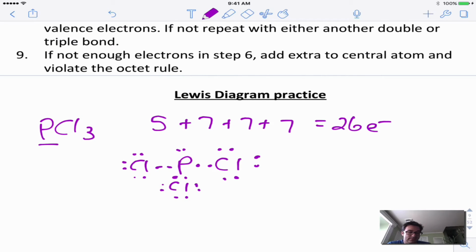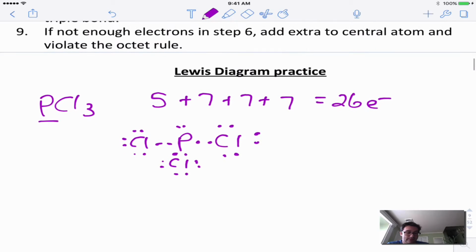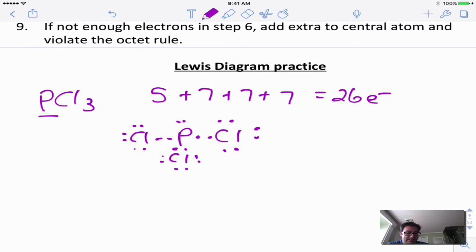So now I've done my structure, but now I need to do step 6. I need to count them, make sure that they match the original. So I go ahead and I do that. 2, 4, 6, 8, 10, 12, 14, 16, 18, 20, 22, 24. Let's count again because there should be 26. 2, 4, 6, 8, 10, 12, 14, 16, 18, 20, 22, 24, 26. So here's my complete structure with 26. This is a completed Lewis structure. Each of the elements has 8 valence electrons total now that it's bonded. And we have this situation where it matches the total number.